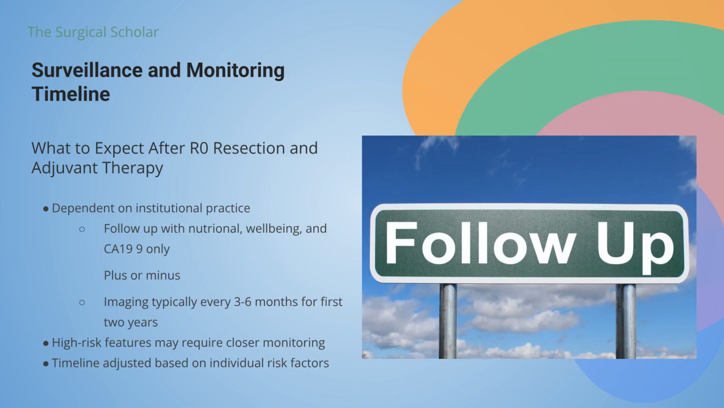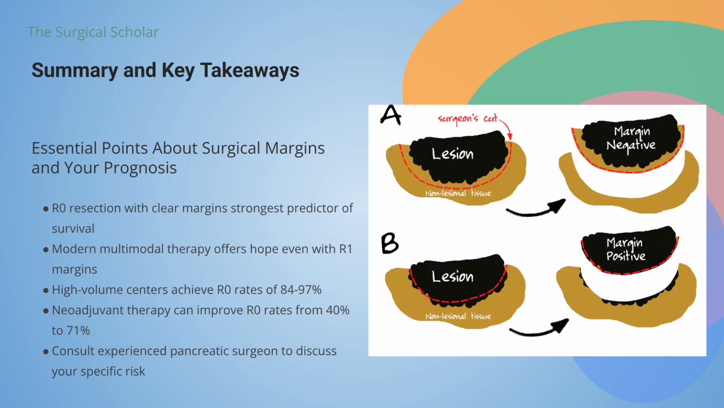Timeline expectations. With R0 resection and adjuvant therapy, surveillance depends on institutional protocols. This may be limited to surveillance of nutritional status, well-being, and CA19-9, or imaging every 3 to 6 months for 2 years. High-risk features may need closer monitoring. Achieving R0 resection with clear margins remains the strongest predictor of pancreatic cancer survival, though modern multimodal therapy offers hope even with R1 margins. Your next step. Consult an experienced pancreatic surgeon at a high-volume center to discuss margin risk and treatment sequencing.